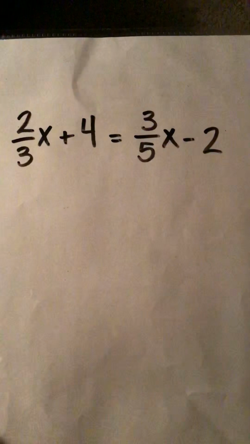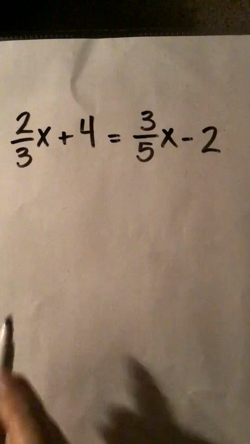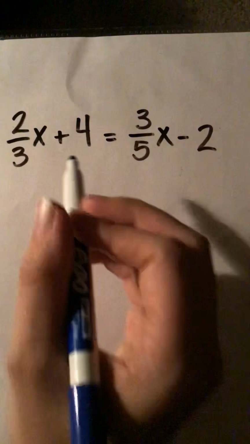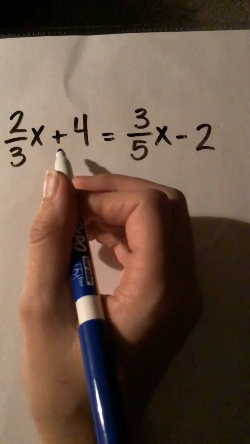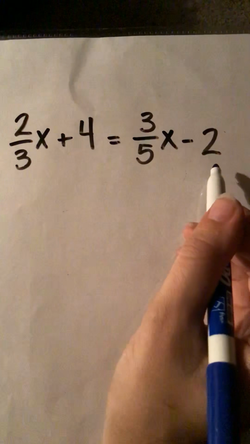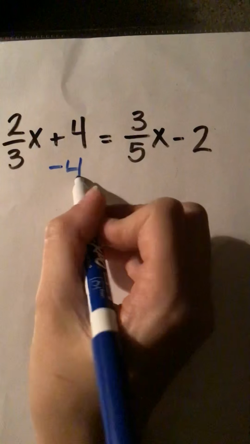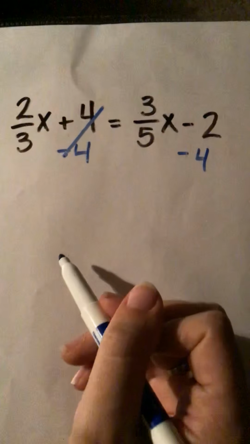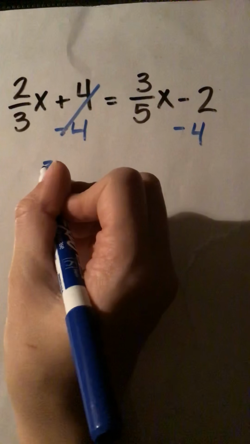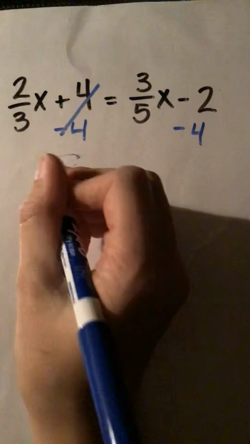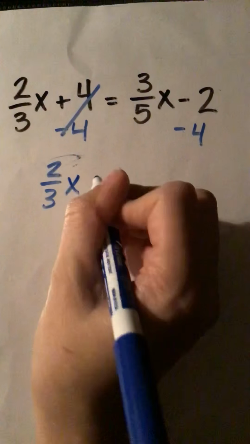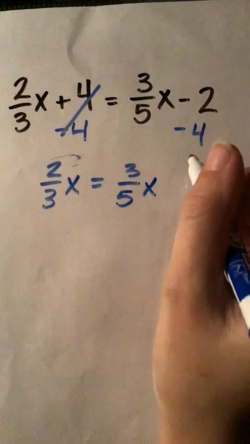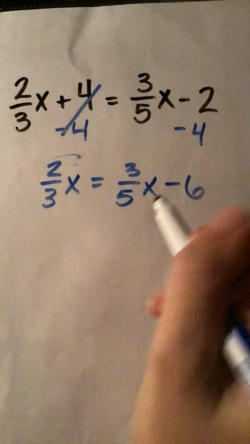So in this question, the first thing we usually do is get the variable pieces to one side or the other. What you can do instead, and what I suggest, is pick one of the number pieces to get rid of. This is going to help us out. So for me, I can subtract 4 from both sides. Doing that gets rid of it on the left side, and we are left with 2/3 x on the left equal to 3/5 x, and then -2 minus 4 is equal to a -6.